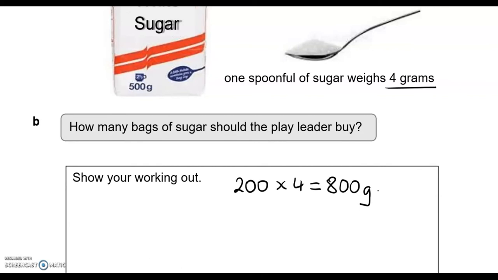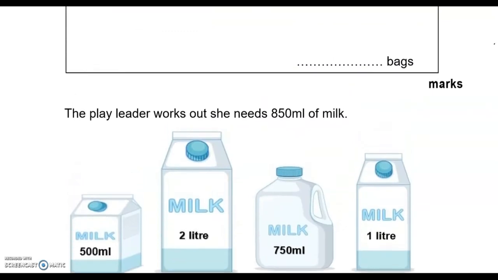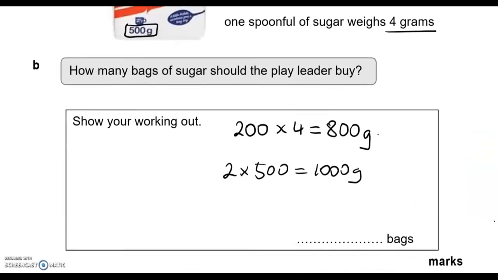Now 1 bag weighs 500 grams. So we need 2 of them because 500 is not enough. 1000 will be enough. So we're going to say 2 bags.